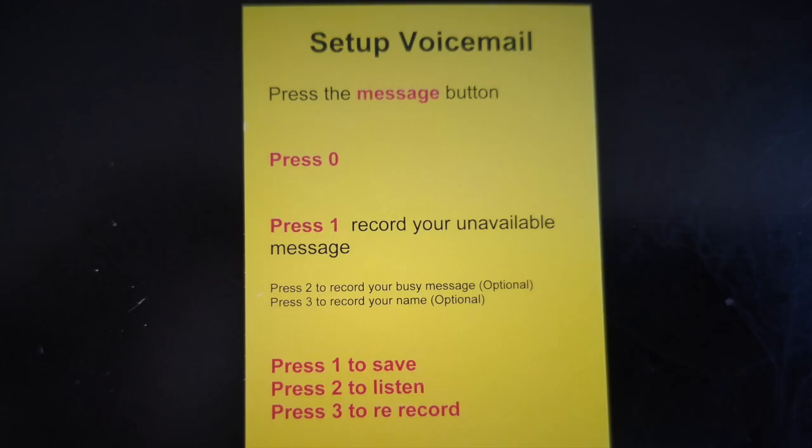To set up your voicemail, start with the yellow card that you received. Record your name, your busy and unavailable greetings. Press the message button. You have 6. Press 0 1 to record your unavailable message, and press 1 2 to record your busy message.